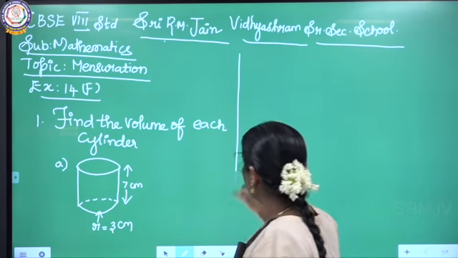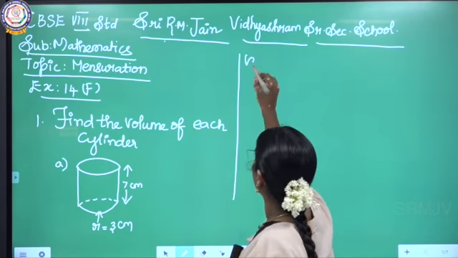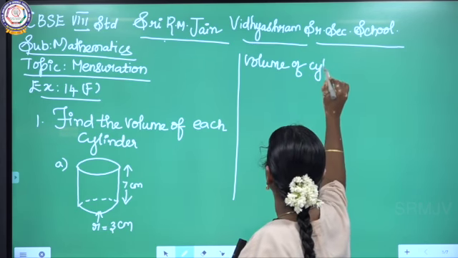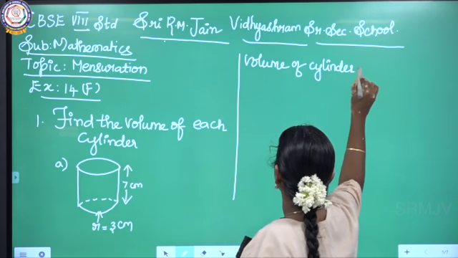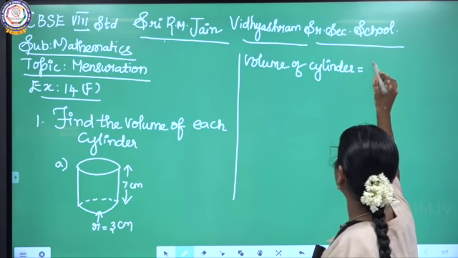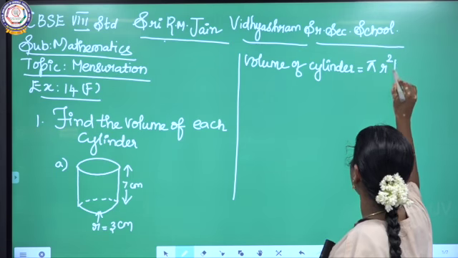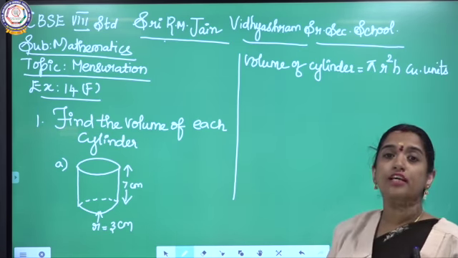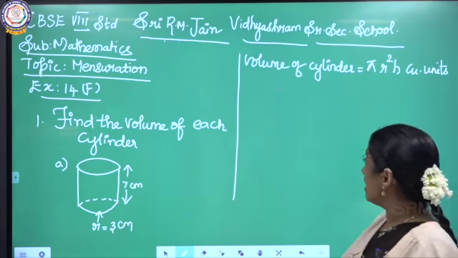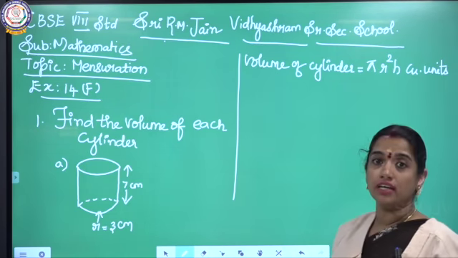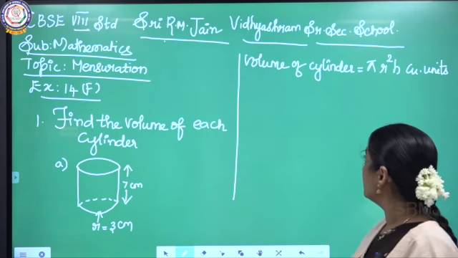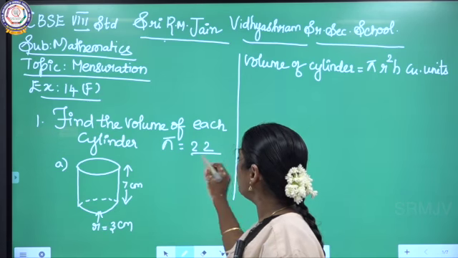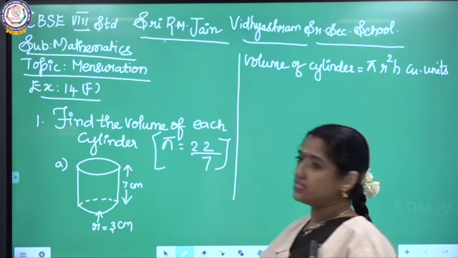What is the volume of a cylinder formula? Volume of cylinder is equal to pi r square h cubic units. If it is area, the unit should be square. Same for the volume, the unit is cubic units. Got it? And what is given in the question? Pi is equal to 22/7. It is given in the question.